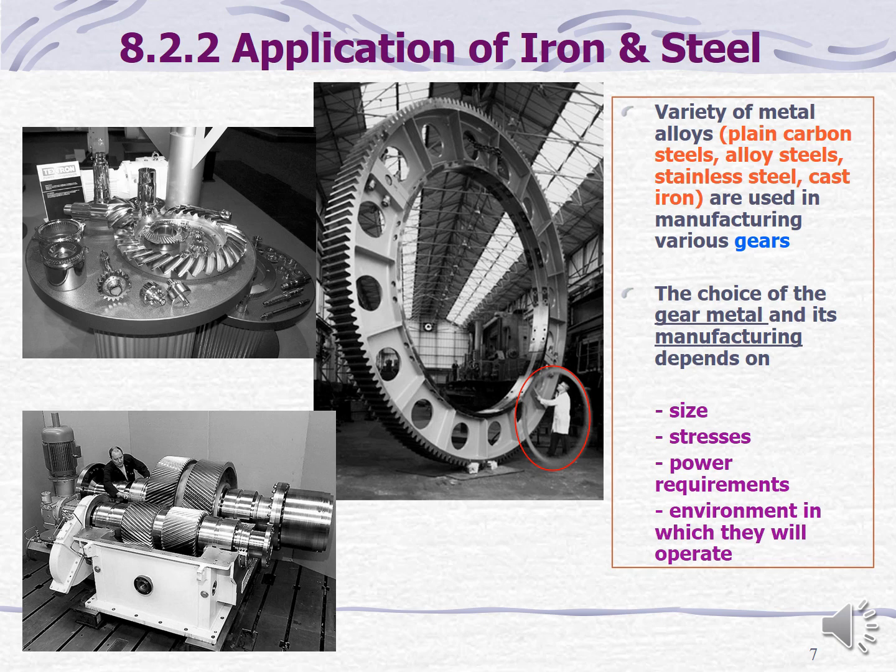This is the application of iron and steel. In this picture, you can see that the ferrous alloys, iron and steel, are used for making gears. The choice of the gear metal and its manufacturing depends on the size, stresses, power requirements, and environment in which they will be operated.